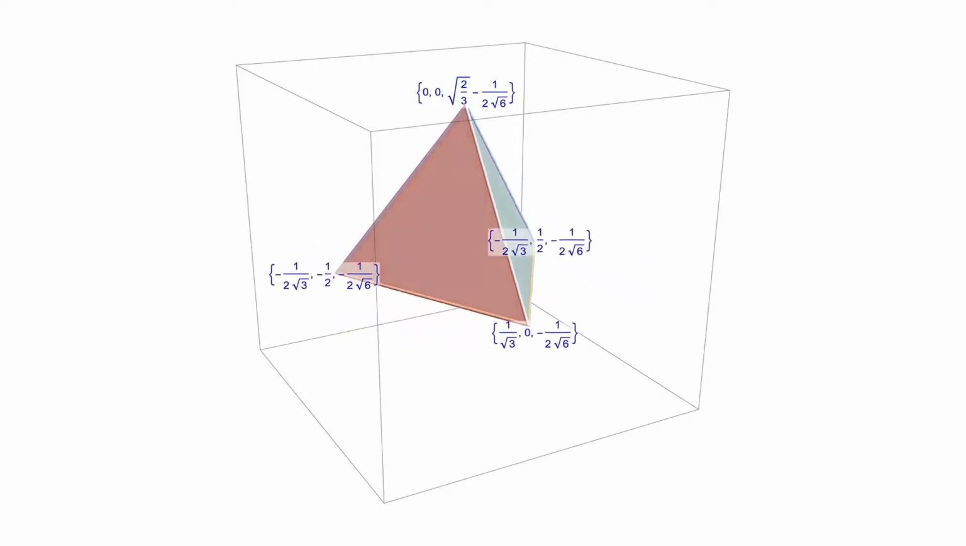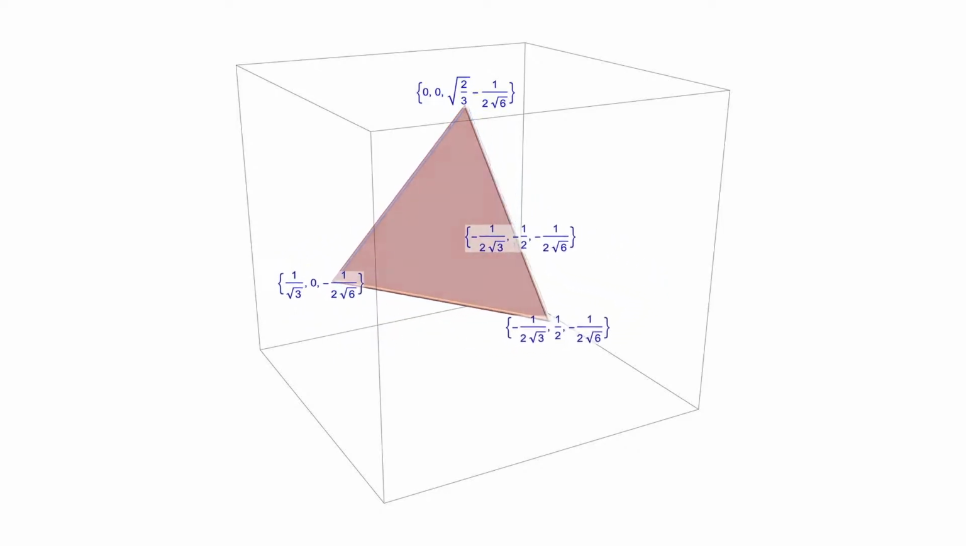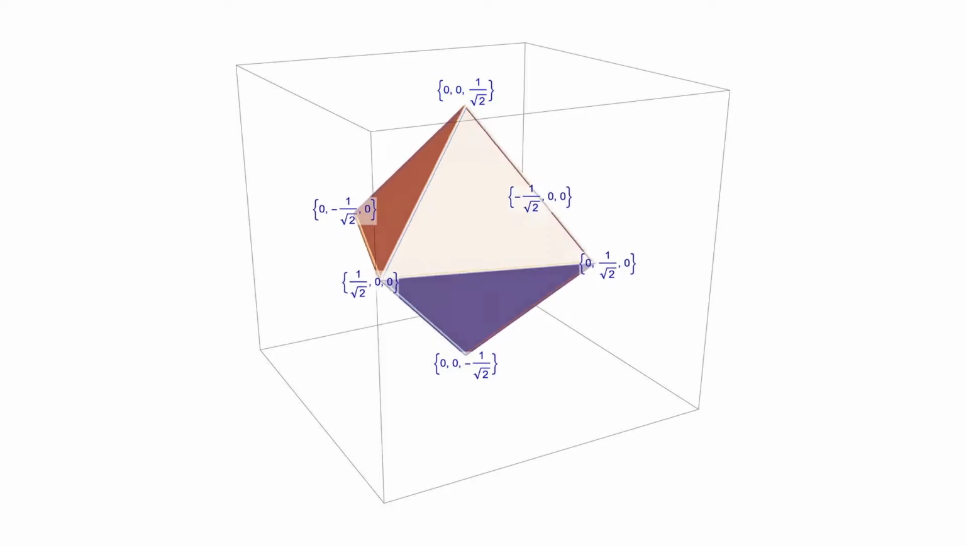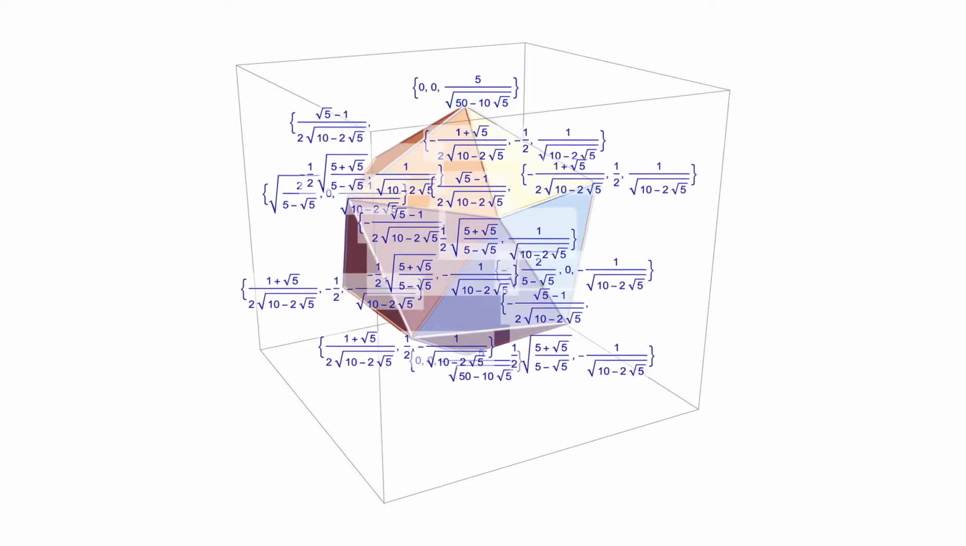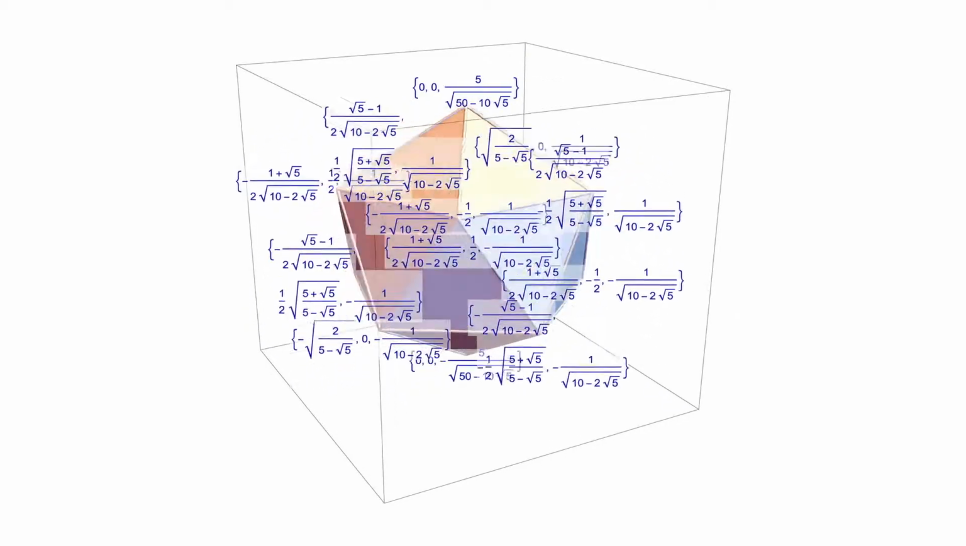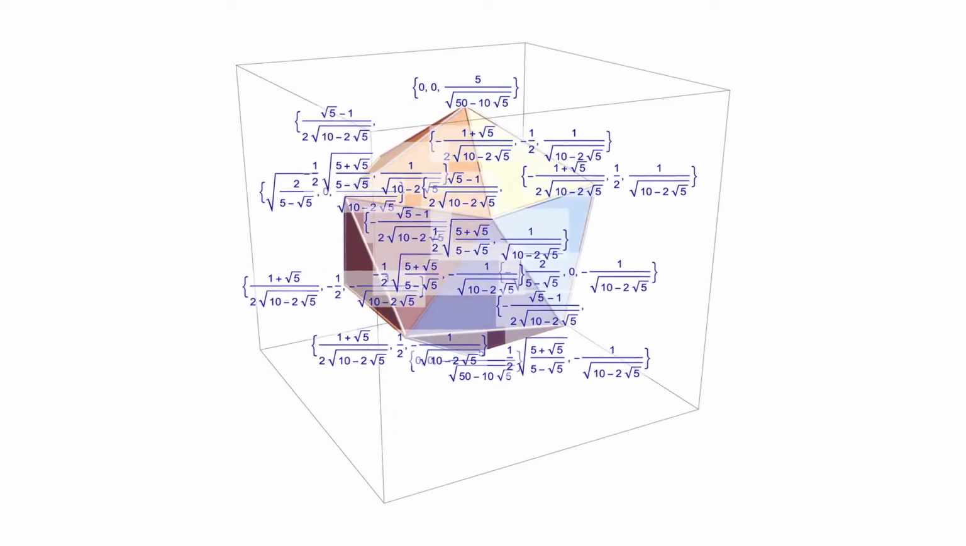The coordinates for the tetrahedron and the octahedron, and especially the icosahedron, are simply a giant mess. Looking at this, we can see no obvious pattern.